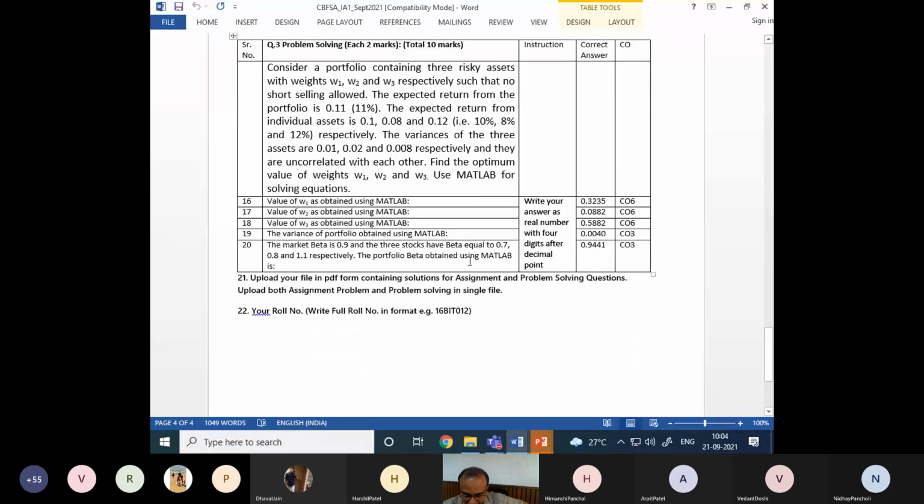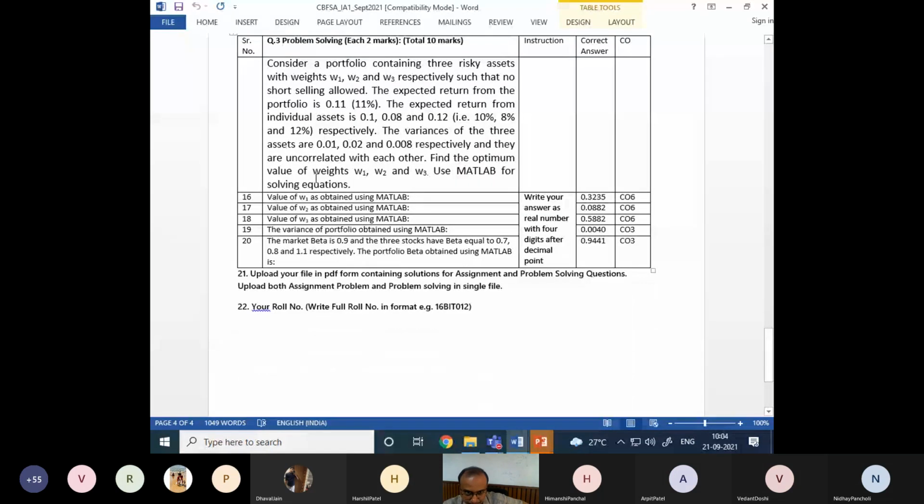So let me go through this example, which was a very simple example. It was a portfolio optimization problem, related to finding the optimum weights such that the given return, which is 0.11% in this case, will be met. Also, there is a condition that no short selling is allowed, and the portfolio has 3 weights. So the summation of the weights W1 plus W2 plus W3 is equal to 1, and it is also given that no short selling is allowed.